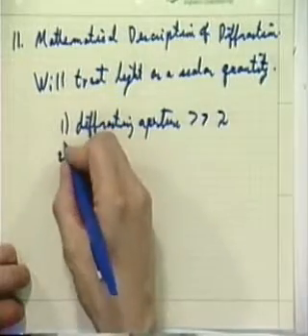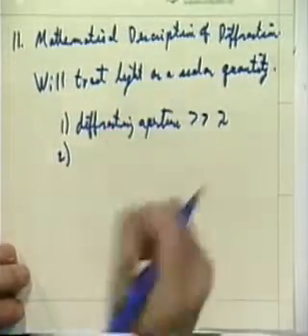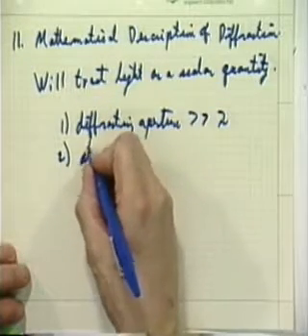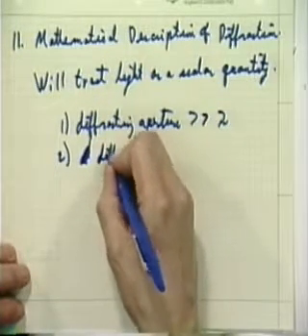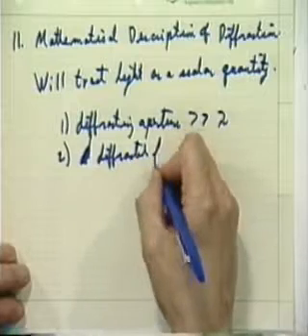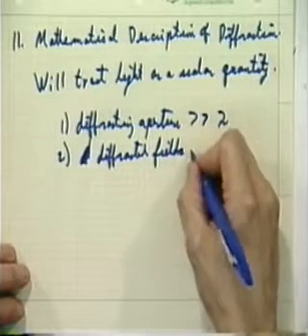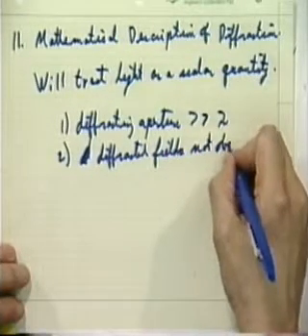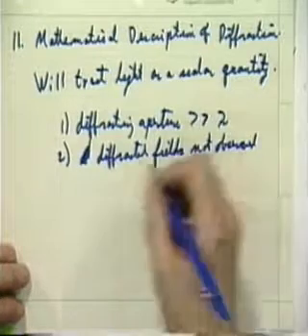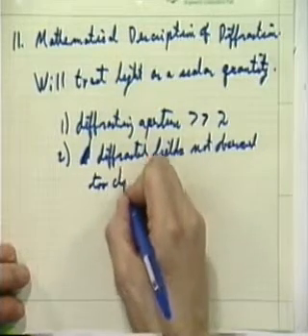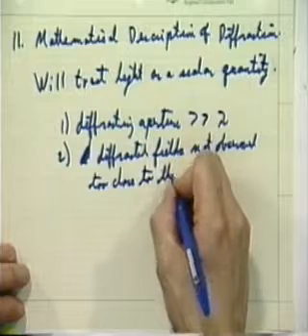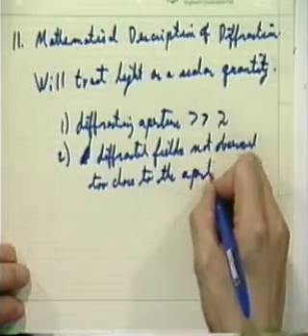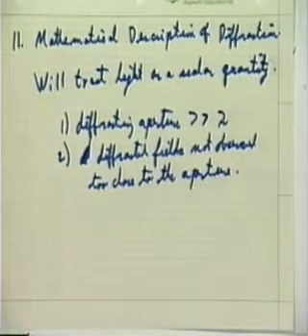And the second thing is that we don't want to observe the fields too close to the aperture. So, diffracted fields not observed too close to the aperture. Okay.